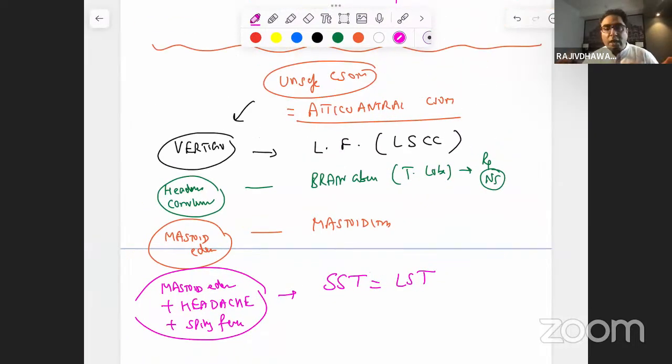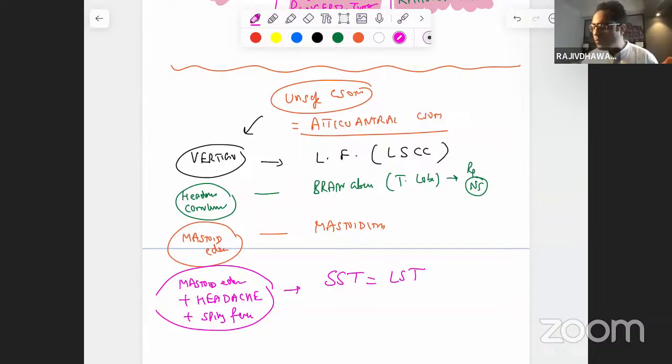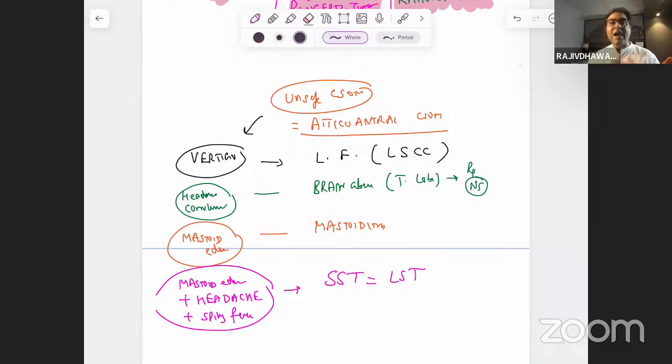Once again, beta, chronic foul-smelling ear discharge has one diagnosis in the mind, unsafe CSOM or atticoantral disease, meaning presence of cholesteatoma. If chronic foul-smelling ear discharge with vertigo happens, it's a complication of unsafe CSOM, which is called labyrinthine fistula of the lateral semicircular canal. If headache, vomiting, convulsions happen, think of brain abscess, most commonly temporal lobe. Treatment is neurosurgery, beta. If chronic foul-smelling ear discharge with edema on the mastoid, think of mastoiditis. But if with mastoid edema there is headache and along with that spiking fever, then sigmoid sinus thrombosis or lateral sinus thrombosis, beta. Okay, fine.